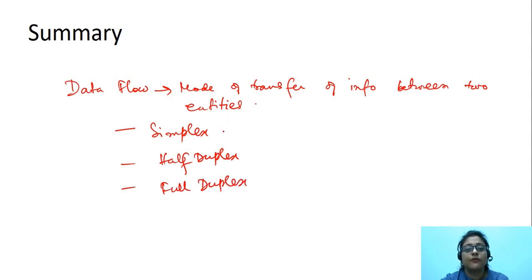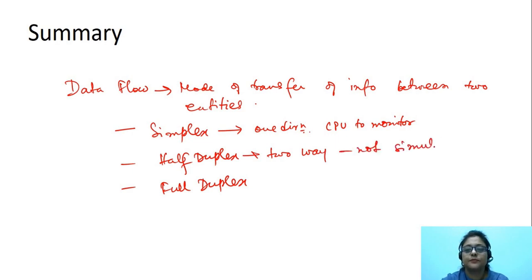We have seen that for simplex mode of communication, data flow takes place only in one direction. There is only one sender and one receiver. The example we have seen is from CPU to monitor. For half-duplex mode of communication, it is a two-way communication between two parties but not simultaneously. For full-duplex mode of communication, we have seen that it is also a two-way communication and it is simultaneous.